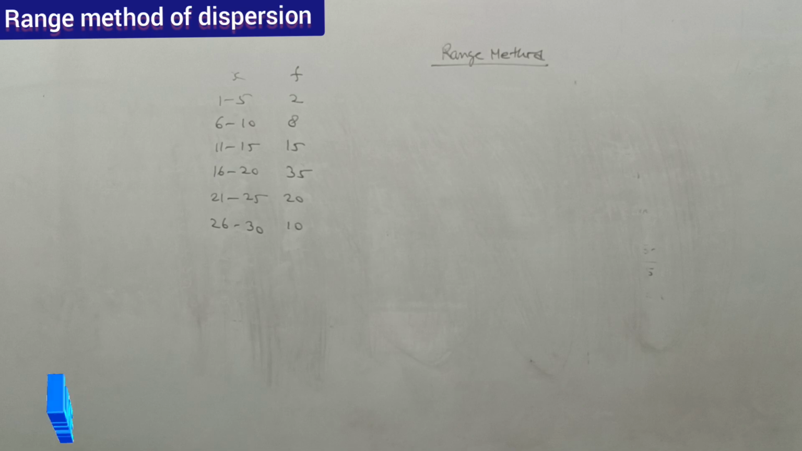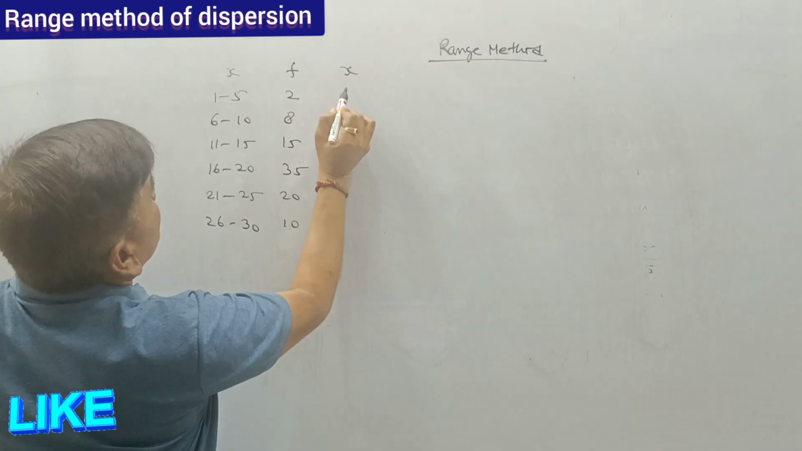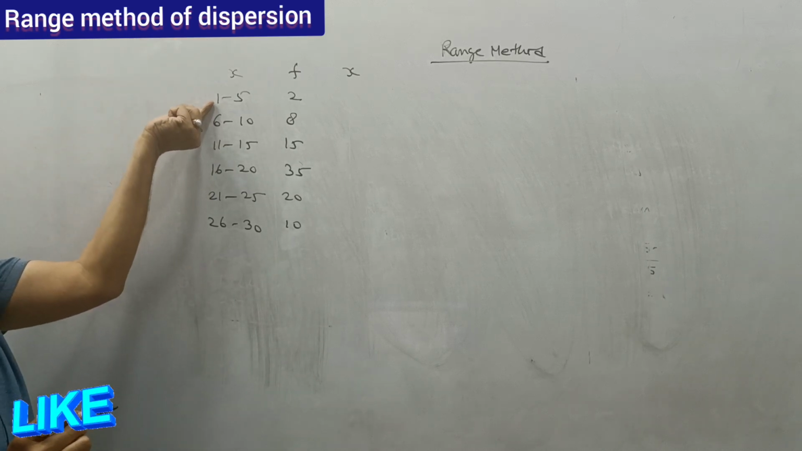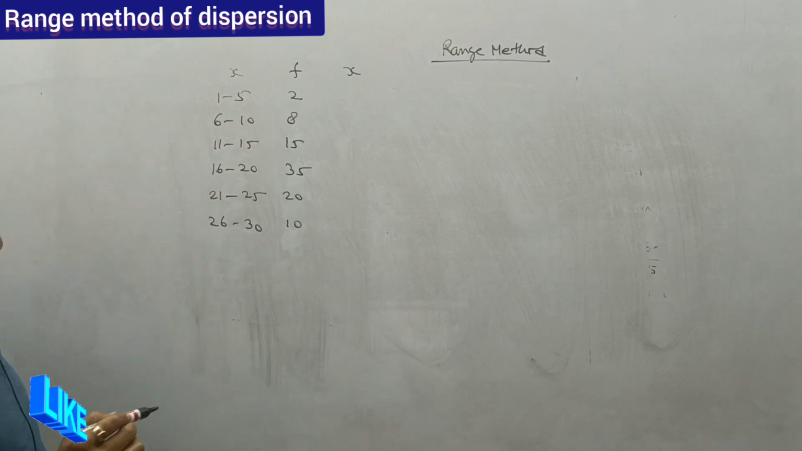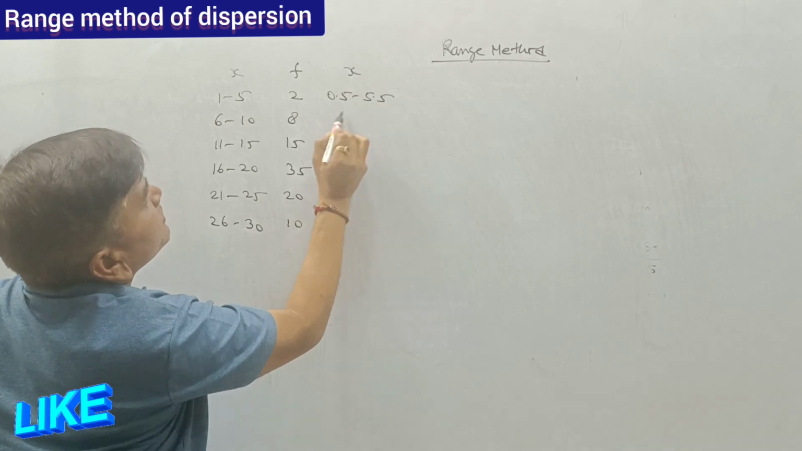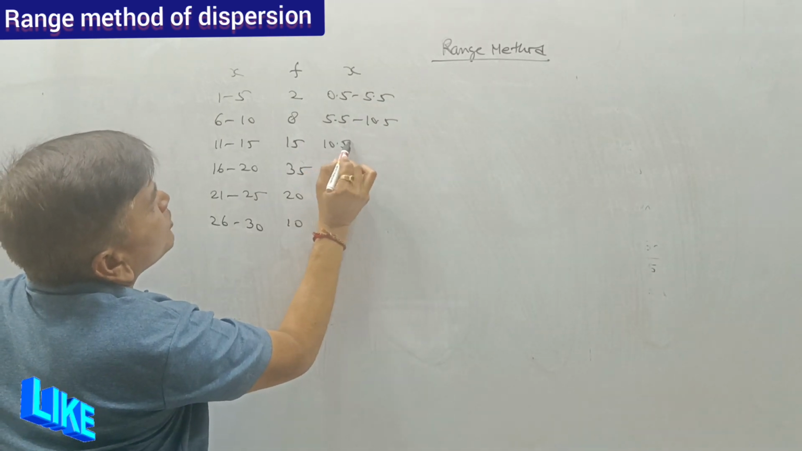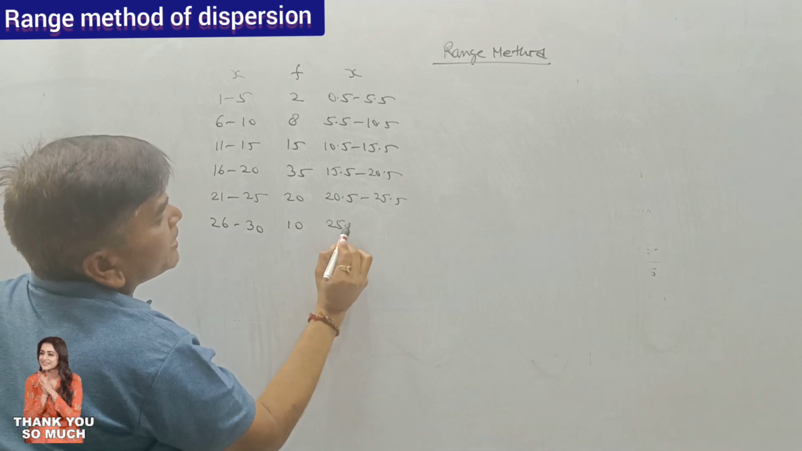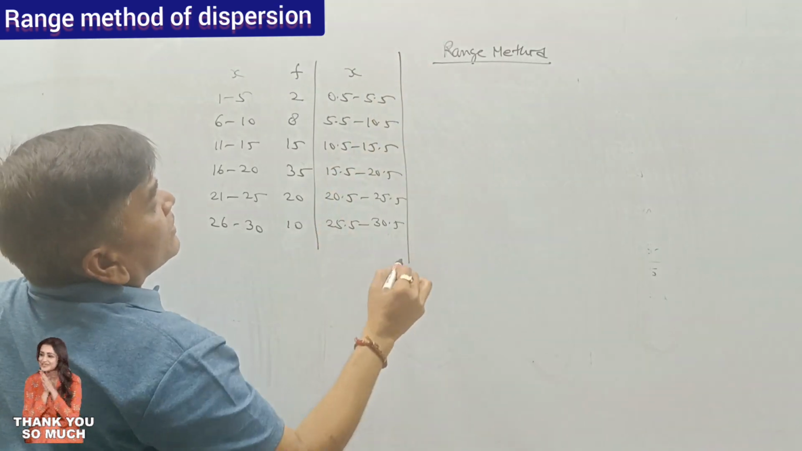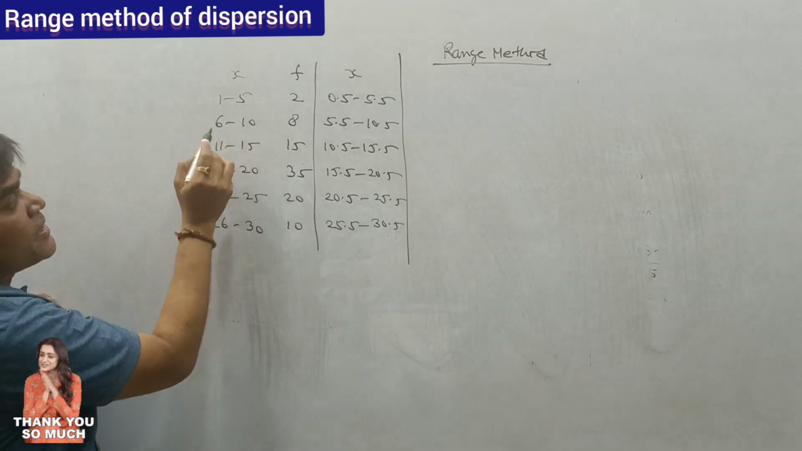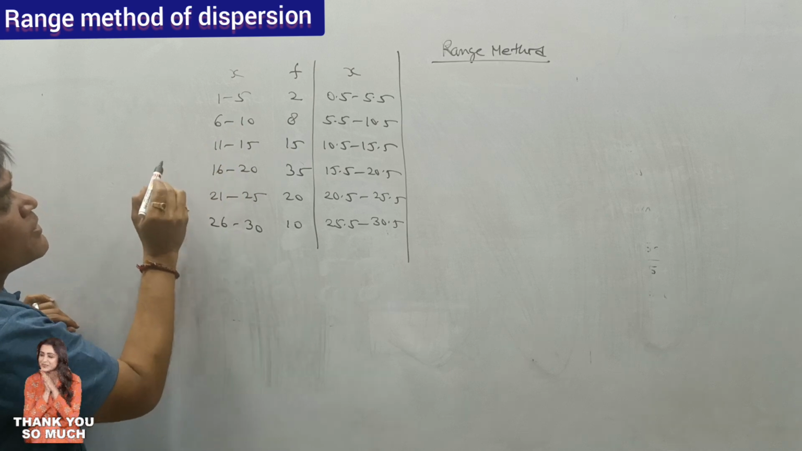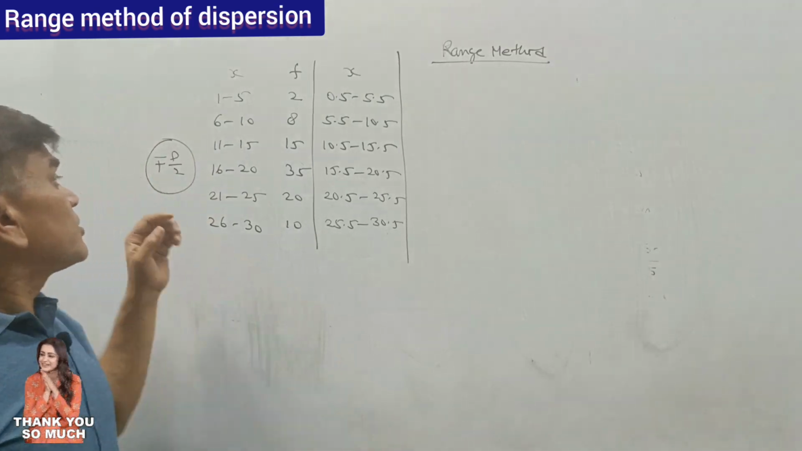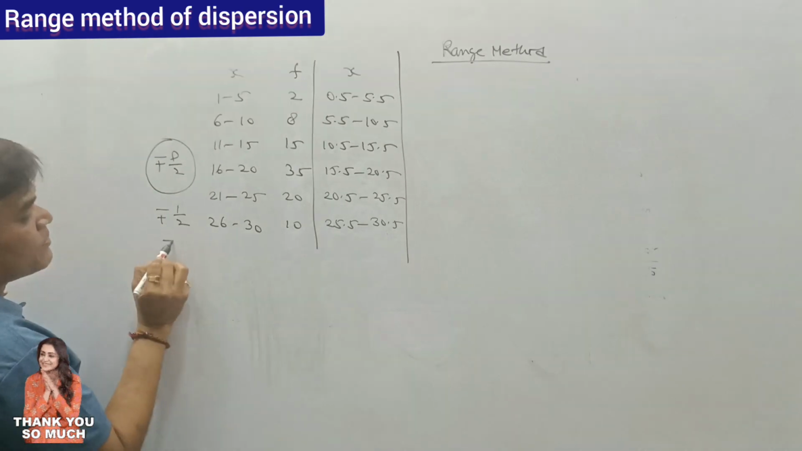We have to calculate the value of range here. The x are an inclusive series, so first we have to change this series into exclusive. We will deduct 0.5 from the lower limit and add 0.5 to the upper limit. So the limits will be 0.5 to 5.5, then 5.5 to 10.5, then 10.5 to 15.5, then 15.5 to 20.5, then 20.5 to 25.5, and finally 25.5 to 30.5. What have we done? The difference between 5 and 6 is 1, between 10 and 11 is 1, so we subtract and add difference divided by 2. This is the formula to change an inclusive series into an exclusive series. So the difference is 1, and 1 by 2 is 0.5.